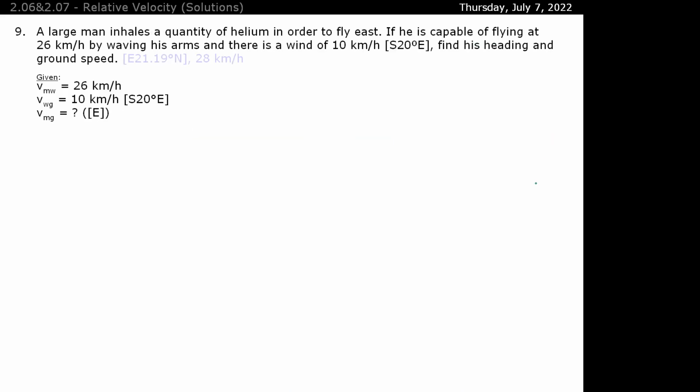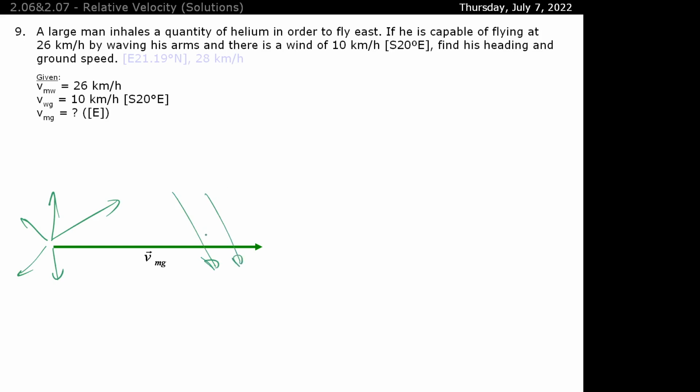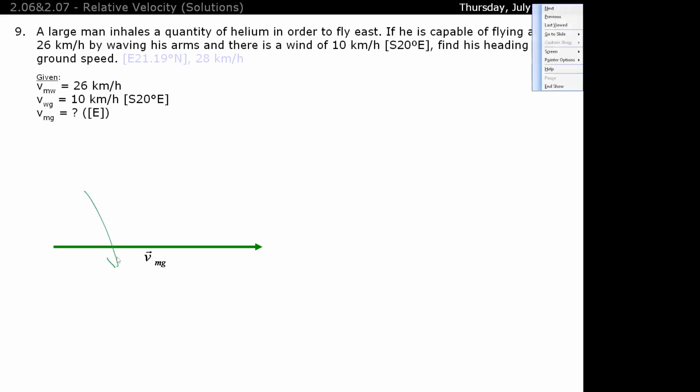A large man wants to fly east. So we know that this is our final vector, so this cannot be changed, undisputable. He's able to fly at 26 kilometers per hour, and we don't know which way he's going to fly yet. But we do know that he needs to fight against the wind, right? And the wind is blowing towards the southeast, like so. And I'm going to color code everything because I think that helps. Blue wind is blowing towards south 20 degrees east.